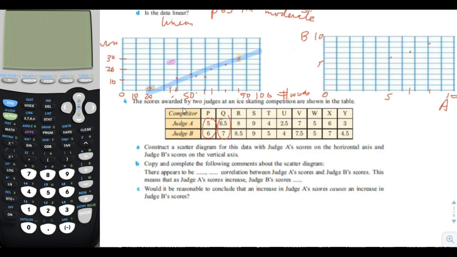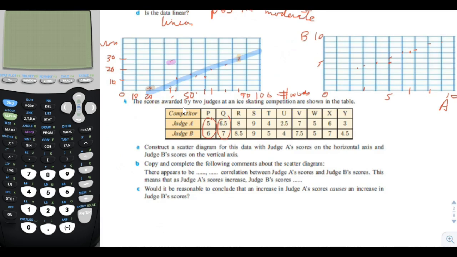Next one, 9 comma 9. That's right there. 4 comma 5. That's right there. 2.5 comma 4. Right there. 7 comma 7.5. Right there. 5 comma 5. Right there. And 6 comma 7. We're almost done. Right there. 3 comma 4.5. Right there. Okay. Well, it's pretty good.